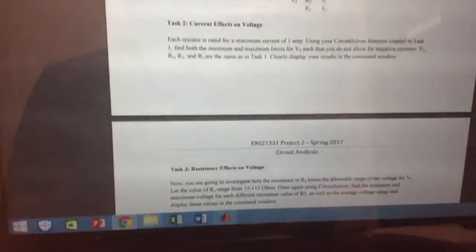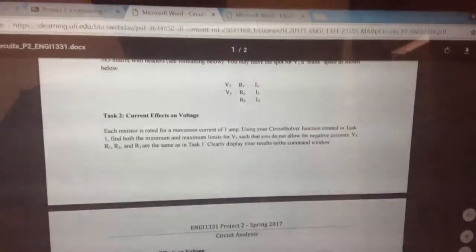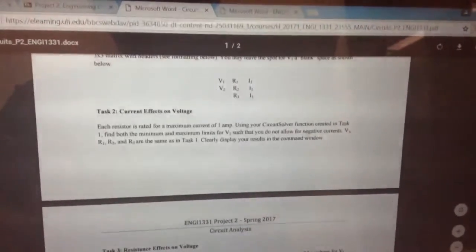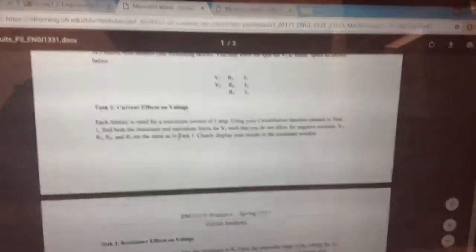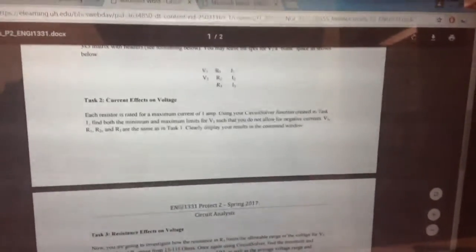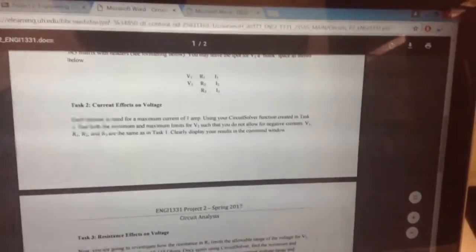Let's see the second one. What does the second question ask about? To find the maximum and the minimum limit for the voltage V2, and we have to remember one thing: we don't allow negative current. V1, R1, R2, R3 are still the same as in this part.